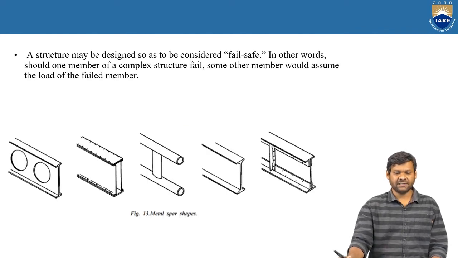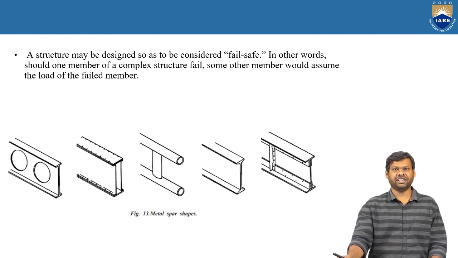Structures may be designed so as to be fail safe. The major aim of a structural engineer is that each and every component in an aircraft should carry a load, or it should transmit a load from one member to another member. And moreover, if one part of a structure fails, the load should be carried by the other structures, so that the aircraft is safe from danger.